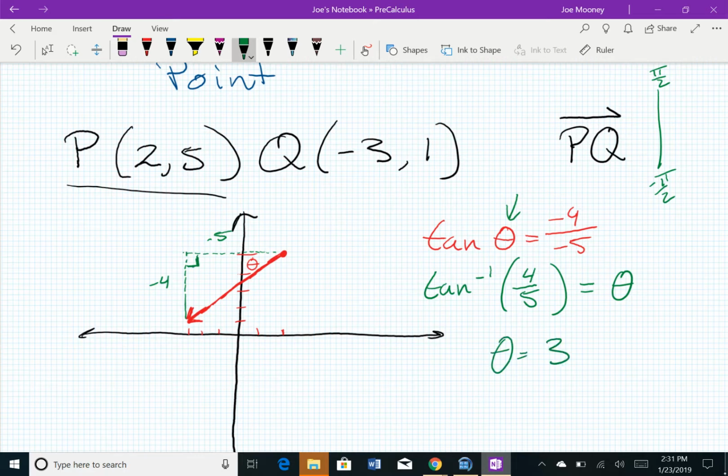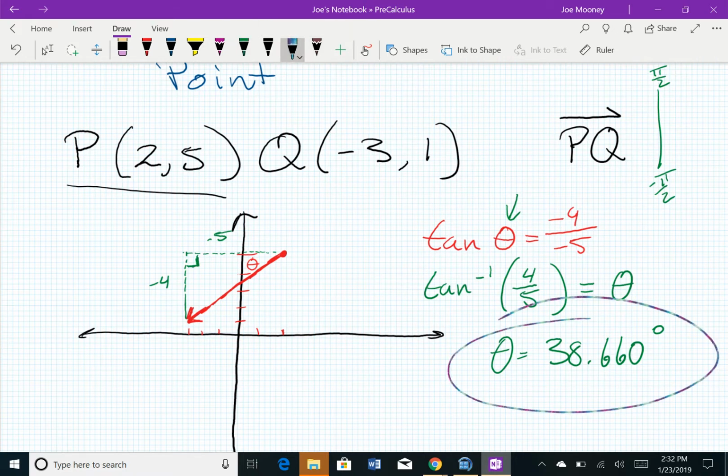I got 38.660 degrees. All right. If I wanted to be wrong on the quiz, which you don't want to be, I would just circle that. But it's wrong because look at why we're drawing the vectors. That vector is going left and down. There's absolutely no way it can be 38 degrees in quadrant 1. It just can't be. So from yesterday, what do I have to add to that?